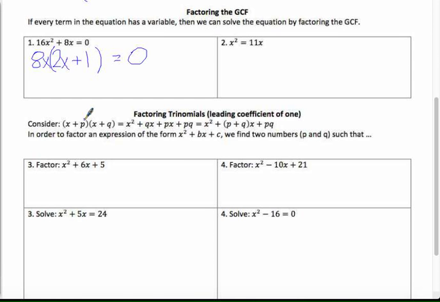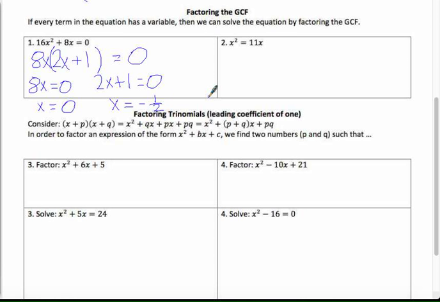So the solutions to this equation would be whenever 8x is equal to 0, or whenever 2x plus 1 is equal to 0. So my solutions are x equals 0 and x equals negative 1/2. Subtract 1, divide by 2.